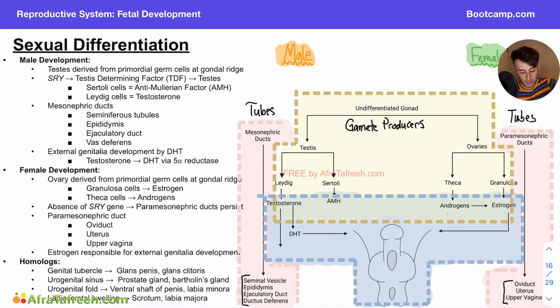Whereas if we move down into our blue area, this is where we are going to have our external genitalia, which will be the structures responsible for intercourse and urination, and also delivery of the fetus when it is time for it to be delivered.